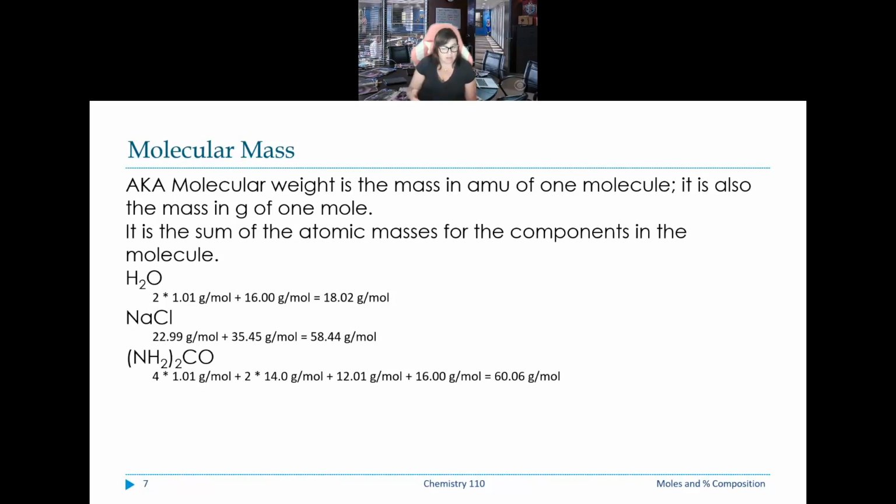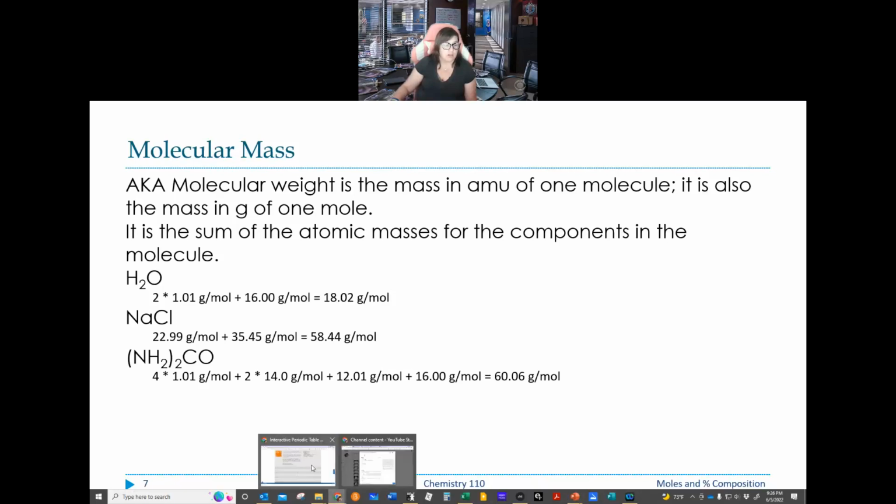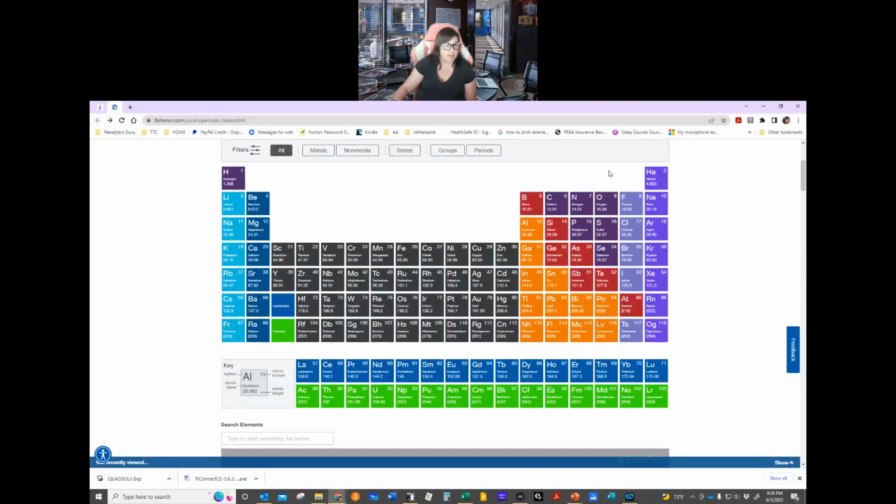If I want to talk about NaCl, I need the mass for the Na, which is 22.99 grams per mole, plus the mass of the Cl, which is 35.45 grams per mole, which gives me 58.44. And again, those numbers are coming from a periodic table. If I go back to my periodic table, I can see that Na is 22.99. I can see that Cl is 35.45. I can see that hydrogen is 1.008, which we often report as 1.01, and oxygen is 16. So that's where those numbers are coming from. I've pulled them directly off the table and I'm adding them together to get a total mass.